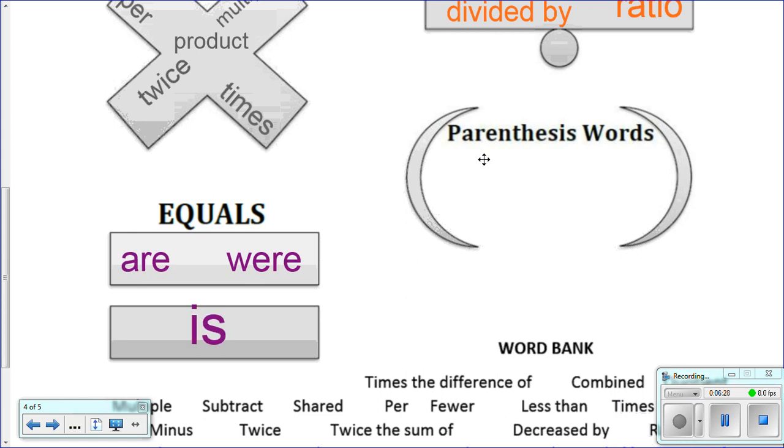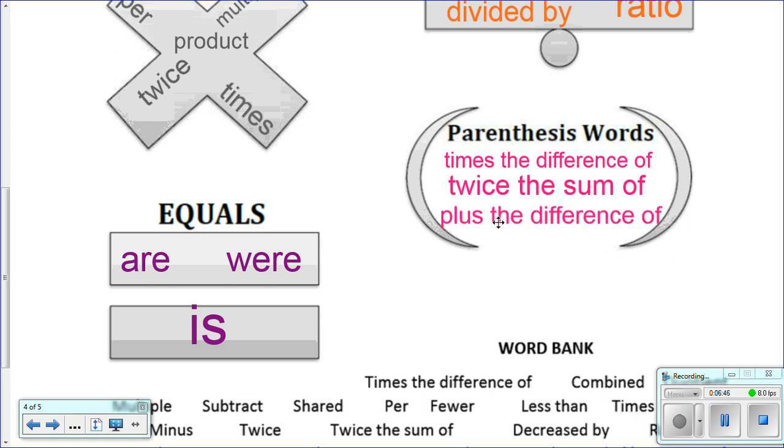And parenthesis words means that it's the group of it. So times the difference of. Difference means it's subtraction, so it's a group. It's the answer from that subtraction thing. So I got to do that group of subtraction. Twice the sum of. Again, it means a group. And plus the difference of, again, a group. Okay, so difference, sum, quotient, product, all those words means that should be in parentheses.